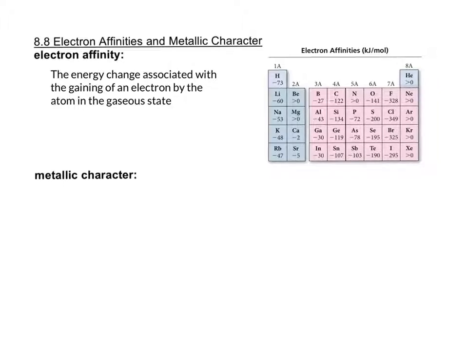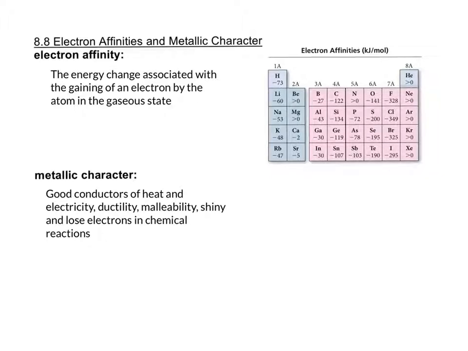All right, and then the last one is metallic character. So metallic character tells you how good at being a metal something is. So characteristics of metals tend to be malleability, so they can be pounded into sheets. Ductility, they can be drawn into wires. They're usually shiny, and they tend to lose electrons in chemical reactions. So metals tend to form positive ions. All right, so this is sort of a qualitative characteristic rather than a quantitative one. So there's not a number associated with the metallic character.